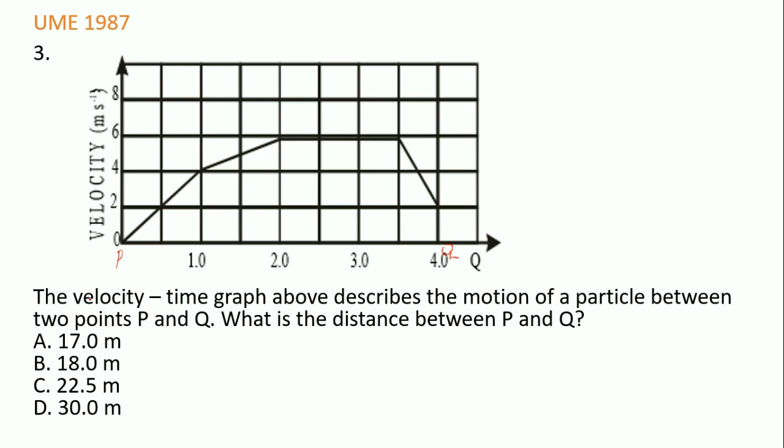So the velocity time graph above describes the motion of a particle between 2 points P and Q. What is the distance between PQ? Now for a velocity time graph, for us to get the distance covered between 2 points, we usually get the area under the graph to get the total distance covered whenever we have a velocity time graph.